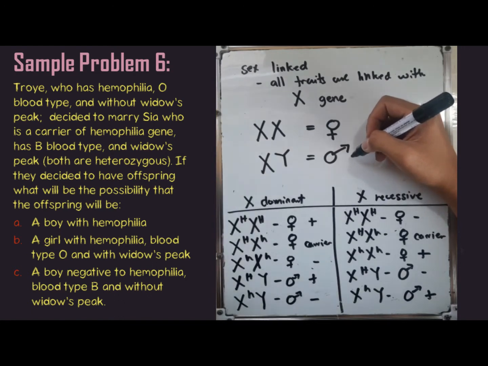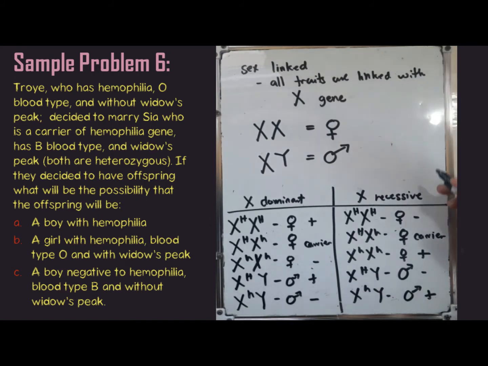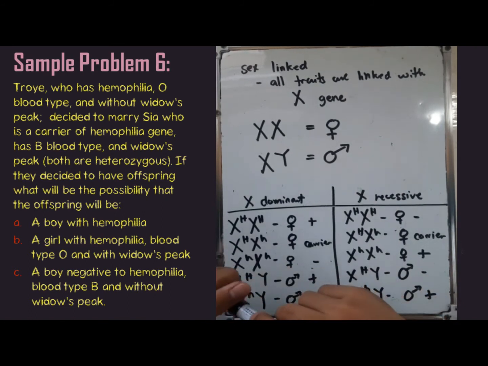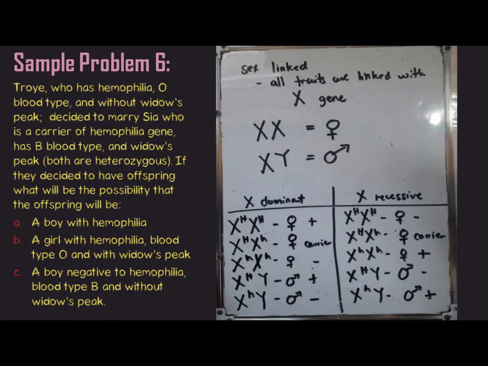Now, when it comes to the different types of sex-linked traits, we have 2 main types. We have the X-dominant trait, and we also have the X-recessive trait. We can summarize the occurrence and the probability of these different types of diseases being passed from one generation to another based on the following.